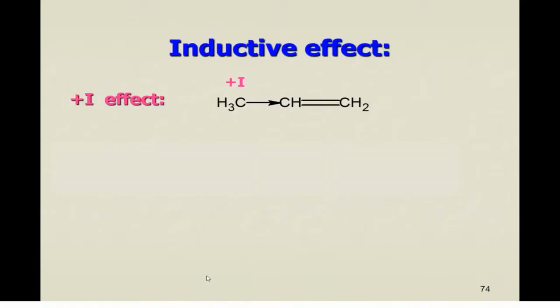So let us see how it looks. Inductive and mesomeric effects can both be positive or negative. That means they can be donating and acceptor groups. So what is positive inductive? To understand electronegativity, I told you to use information from the periodic table. And here what's important, when I mention acidity and basicity, you should understand.